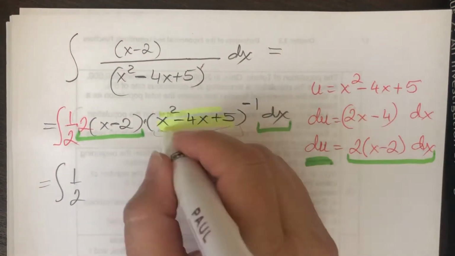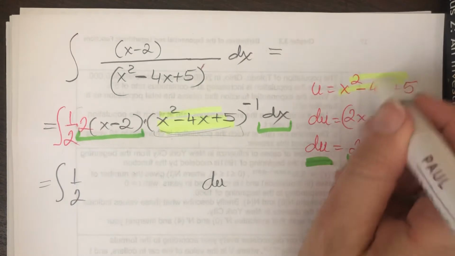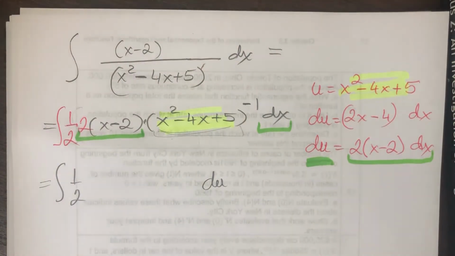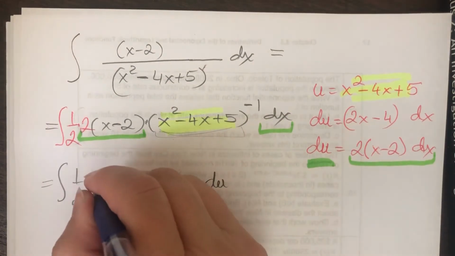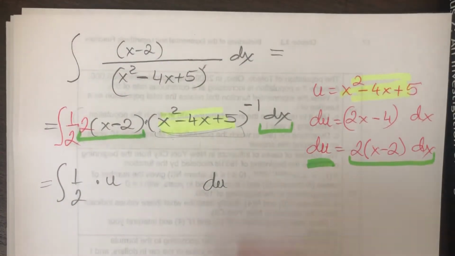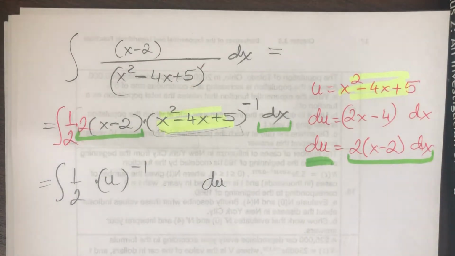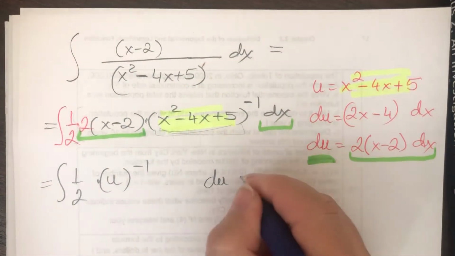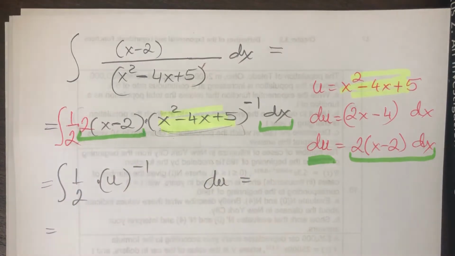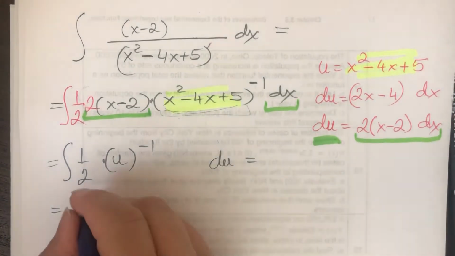So instead of all of this, yes, what do I write instead of x squared minus 4x plus 5? I'm going to write u, yes? And that u comes with a negative 1 exponent. That's it. Look at that. Okay, so that's just very simple. And now this is something I can easily find the antiderivative of.